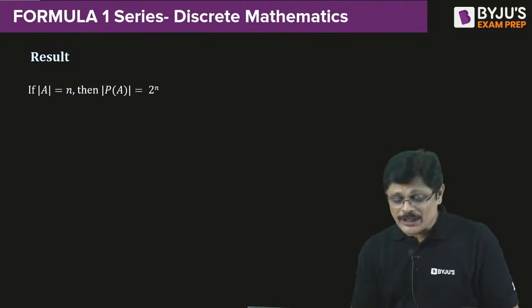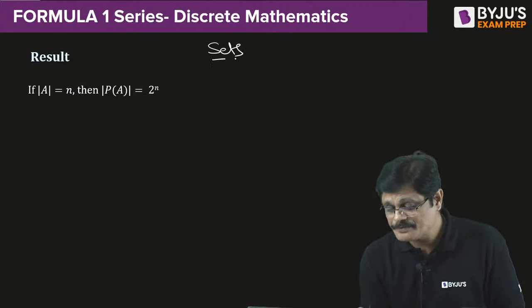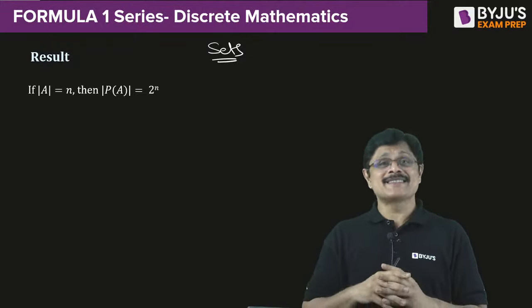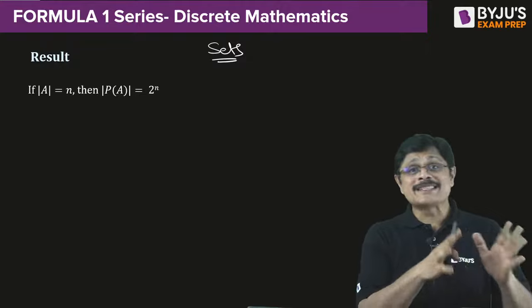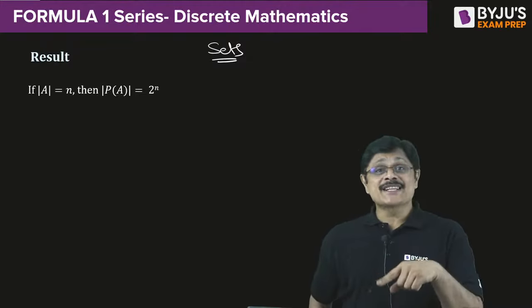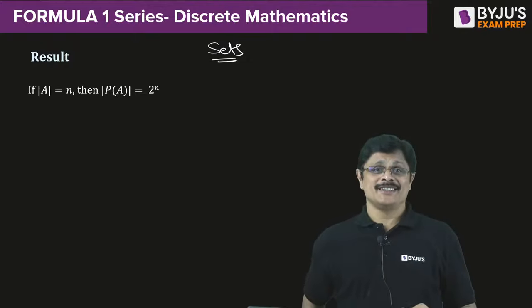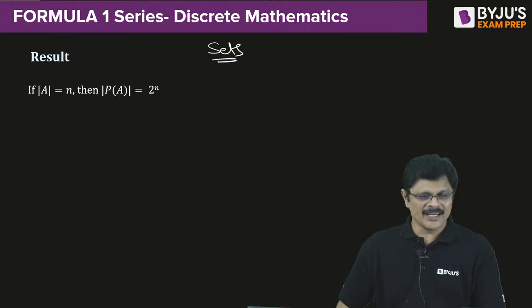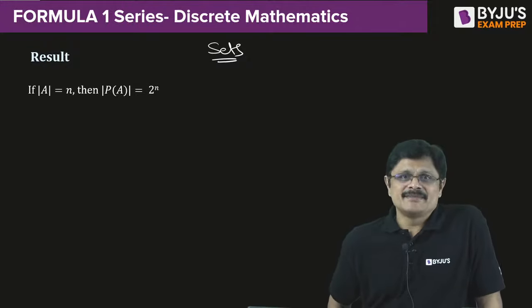Now I move on to the topic sets. There are more results in sets than in basic counting techniques. But don't worry, they are very simple. Some of these results are also useful in logic. They are the same results as in your Boolean algebra. Am I clear?